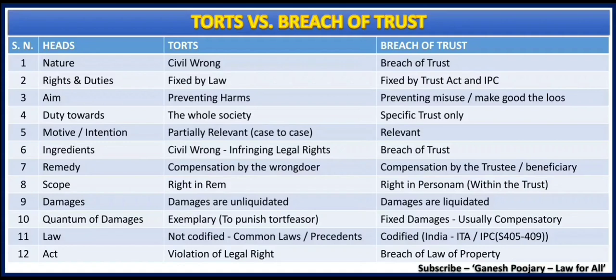When it comes to the duty towards, under tort the duty is towards the whole society, whereas under breach of trust it is limited to only those parties which are involved in that trust, for example author and trustee or trustee and beneficiary or any of these 3 parties. It is limited to that only. So duty in torts is towards the whole society, whereas in breach of trust it is limited to the 3 parties involved in the trust only.